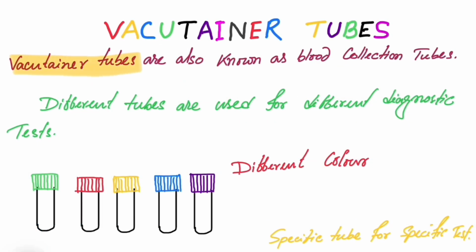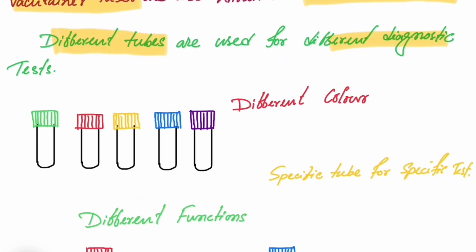Vacutainer tubes are also known as blood collection tubes. There are different types of Vacutainer tubes used in the laboratory for various diagnostic tests. Each tube has a different color and different functions. You have to select a specific tube for a specific test.